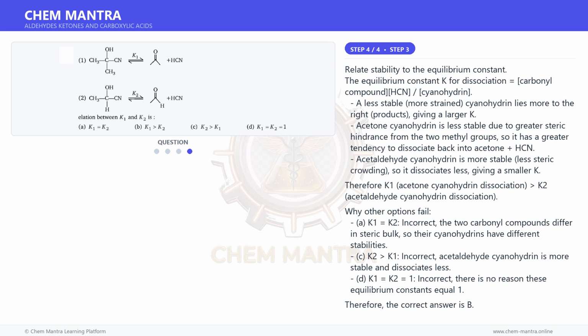Why do the other options fail? A. K1 equals K2, incorrect. The two carbonyl compounds differ in steric bulk, so their cyanohydrins have different stabilities. C. K2 greater than K1, incorrect. Acetaldehyde cyanohydrin is more stable and dissociates less. D. K1 equals K2 equals 1, incorrect. There is no reason these equilibrium constants equal 1.